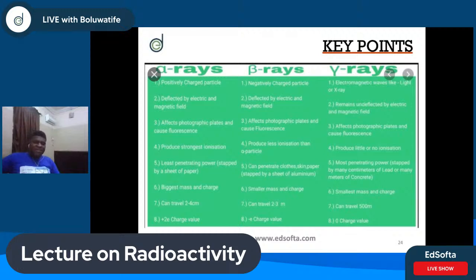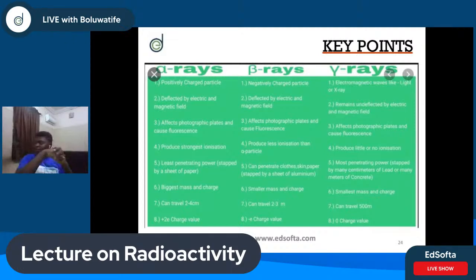Okay, so alpha rays have the biggest mass and charge. Yes, they're very heavy. That's why they don't really travel that far. Beta rays have smaller mass and charge. They have a negligible mass, something that we can just ignore. But they have a charge, a small charge actually, small compared to the alpha ray.